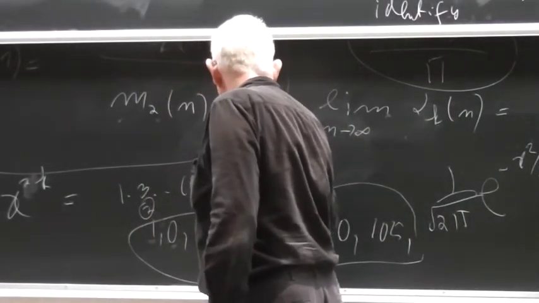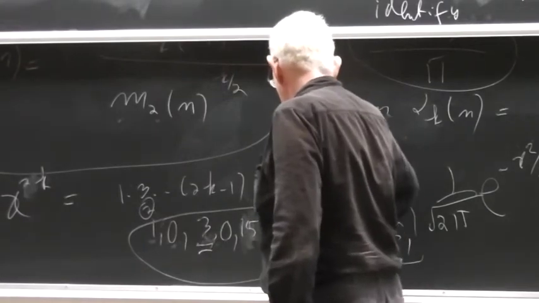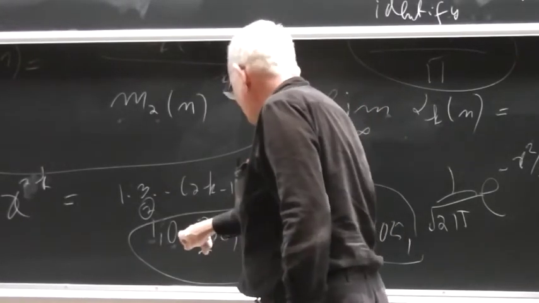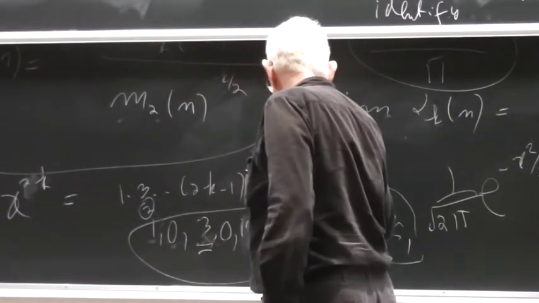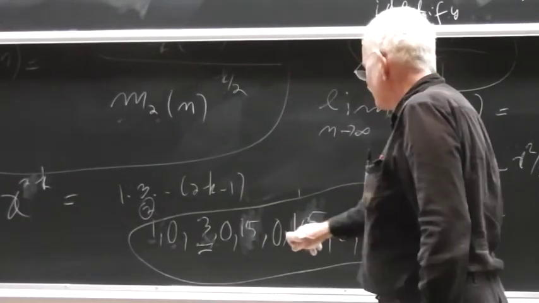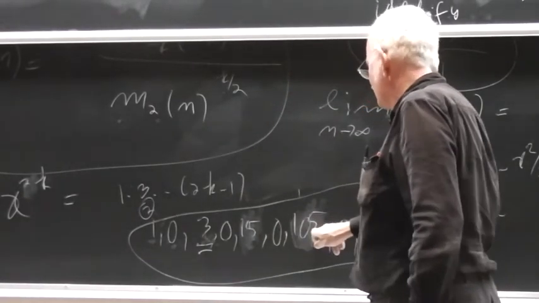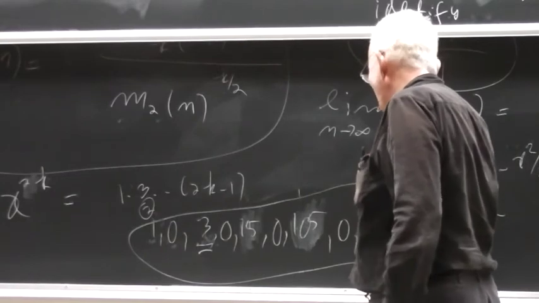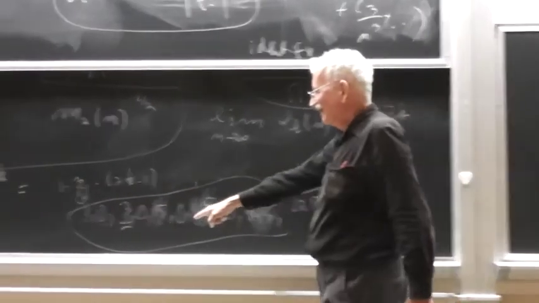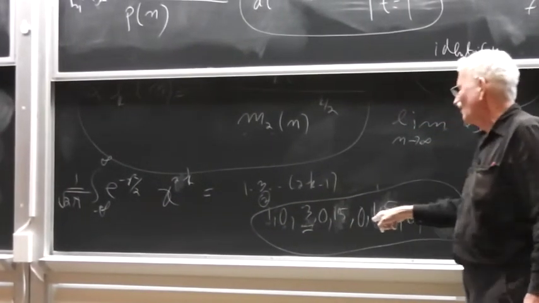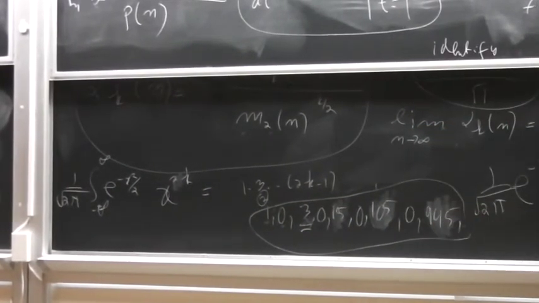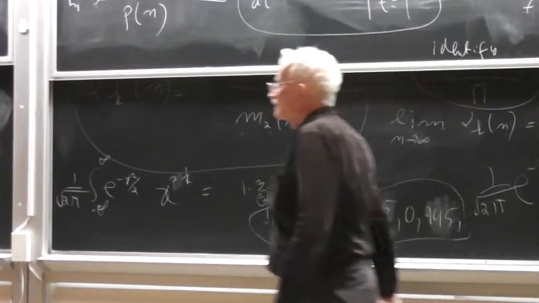No, 15. Stupid me. Thank you. It's 3 times 5. 3 times 5 times 7 is 105. Yeah, sorry. Thank you. Yeah, that's it. I messed up. It's 1, 0, 3, 0, 15, 0, 105, 0. Those are the moments of the Gaussian or normal distribution.